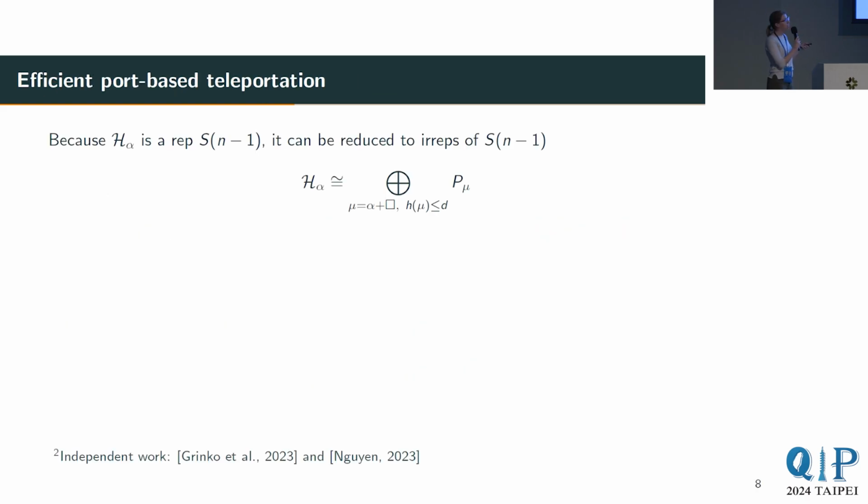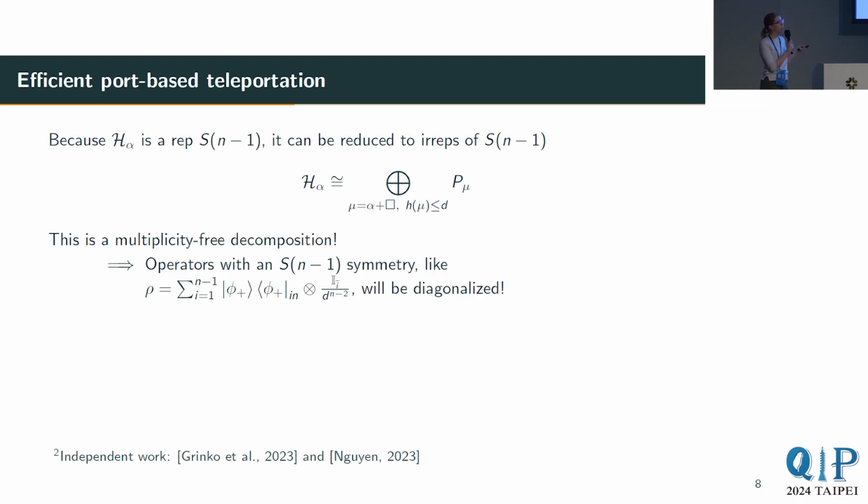Okay, so because the E-reps H alpha are not just E-reps of the algebra of partially transposed permutation operators, but they're also representations of S n-1, this means that they can be reduced into E-reps of S n-1. And this is what that decomposition looks like. The important thing to notice here is that this is a multiplicity-free decomposition, which means that operators that have an S n-1 symmetry, which includes the port-based teleportation operator rho, will be diagonalized.